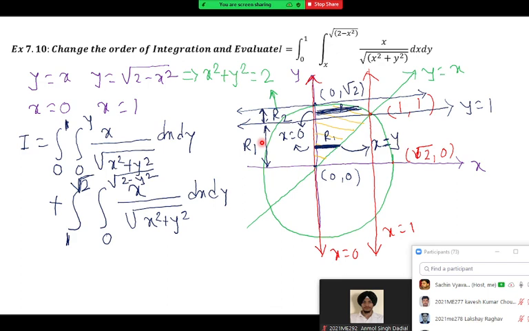Can anyone tell me what is the method of integration? How to integrate x upon root of x square plus y square with respect to x? Sir, substitution we can do. Correct. It is by substitution method. Just put x square plus y square equal to t, and you will get x dx is dt by 2, and then you will have the integral of 1 upon root t.